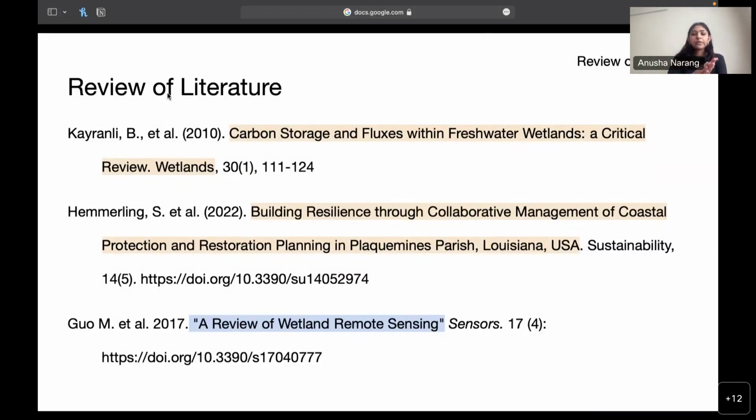So for my review of literature, these first 2 articles have to do with the location I selected. The first one is called Carbon Storage and Fluxes Within Freshwater Wetlands, a Critical Review. And so this article I mainly used to learn more about the significance of wetlands.